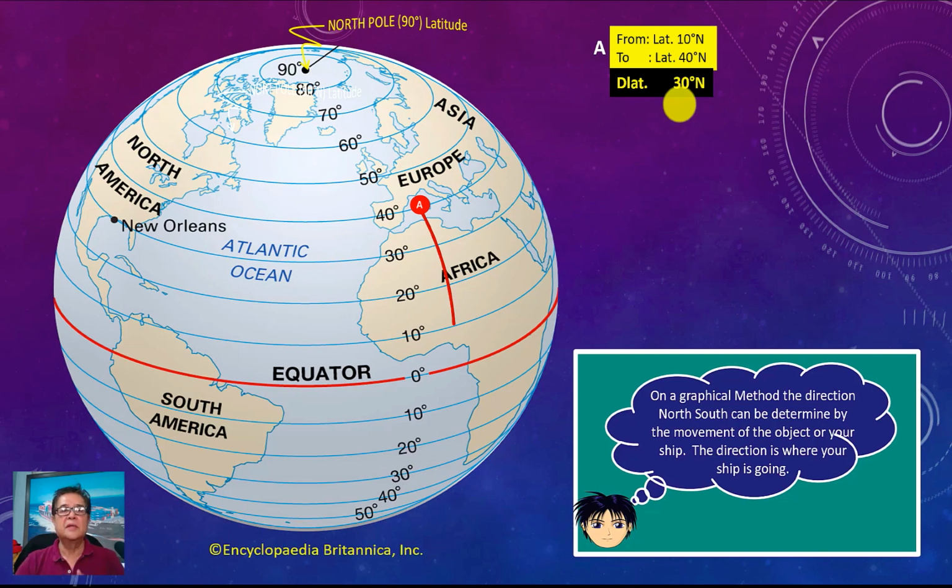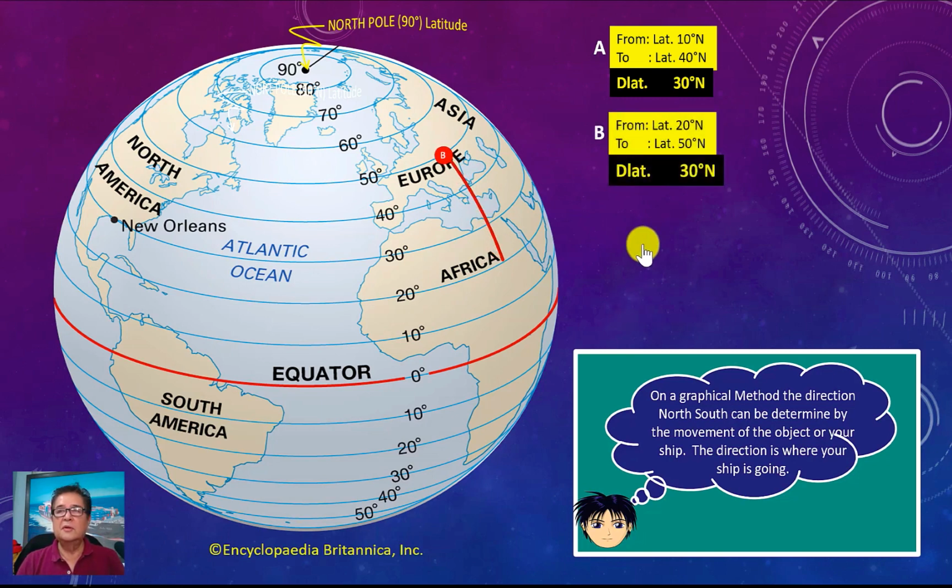So let's observe ship B. Ship B is on latitude 20 degrees north, point A, moving towards north, 50 degrees north. So from 20 degrees, the ship moves north up to 50 degrees north. Now the difference is 10, 20, 30. That's why it is 30 north.